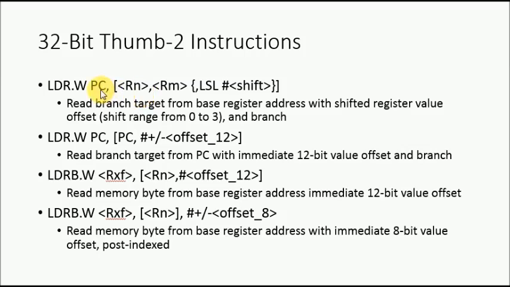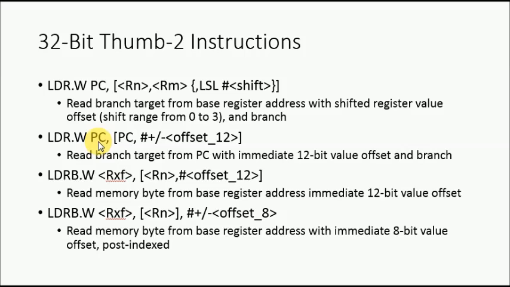LDR.W PC comma hash offset 12-bit. So directly the offset, positive or negative, is added with the PC, and the physical address is calculated. From that physical address, whatever the data may be, that will be transferred to the program counter.